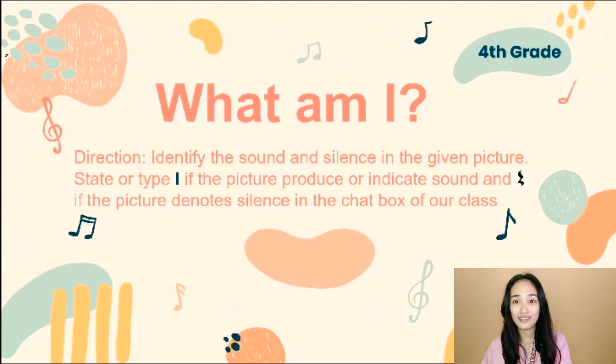Now, we will have an activity called What Am I? You will identify the sounds and silences in the picture given. State or type this symbol if the picture produces or indicates sound, and type this symbol if the picture denotes silence, and comment it in the chat box. But I will call names to state their answer. To get acknowledged, click the raise hand icon and wait until I call your names. Are you ready, grade 4 learners?